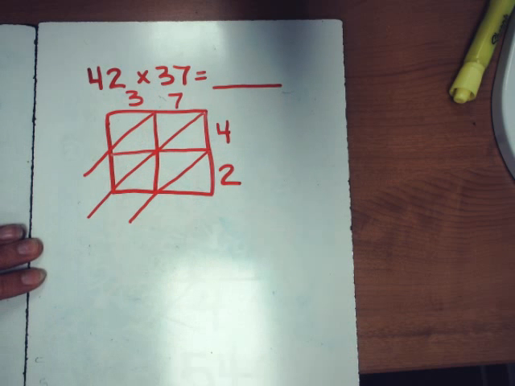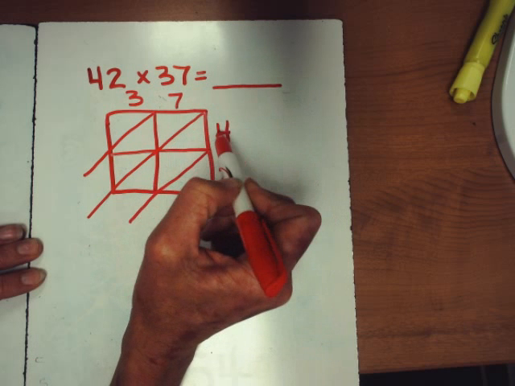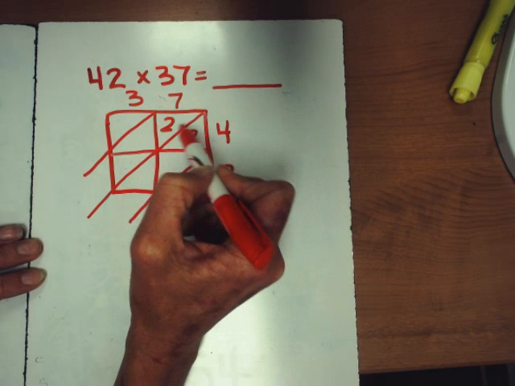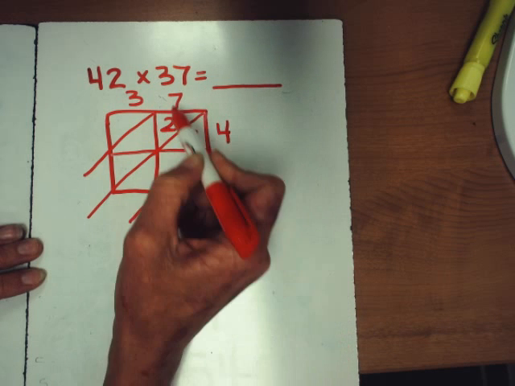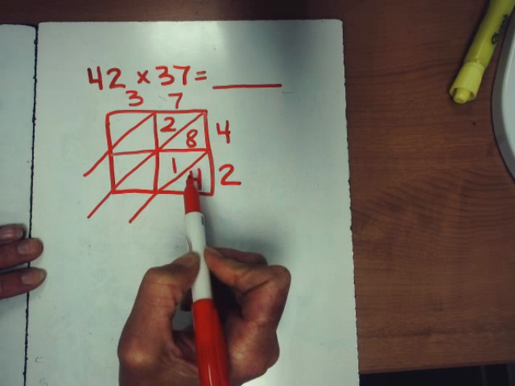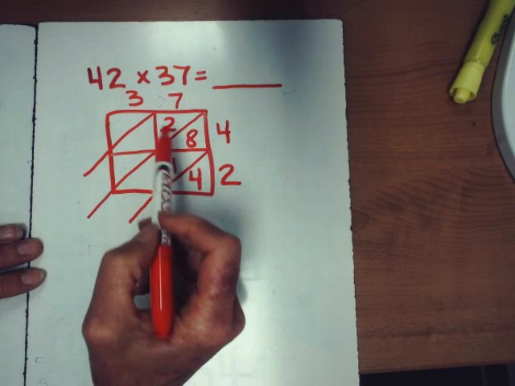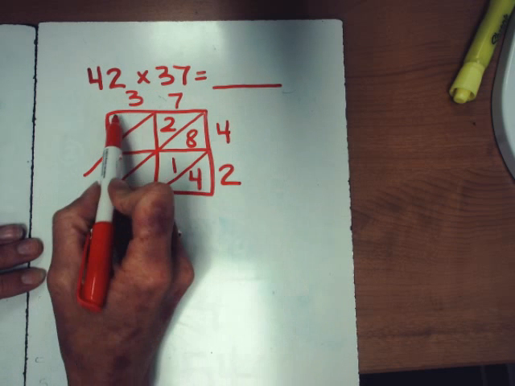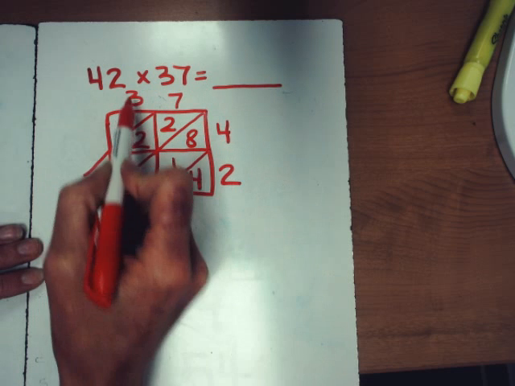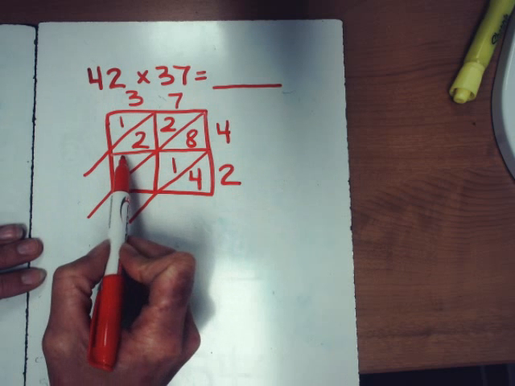Begin by multiplying 4 times 7. 4 and 7 are going to come together in this box. 4 times 7 is 28. Now I'm going to multiply my 2 times my 7. 2 times 7 is 14. Next, I'm going to move on to my 3 and my 4. That's 12. And my 2 and my 3. I should have said 4 and 3. 2 and 3 is 6.